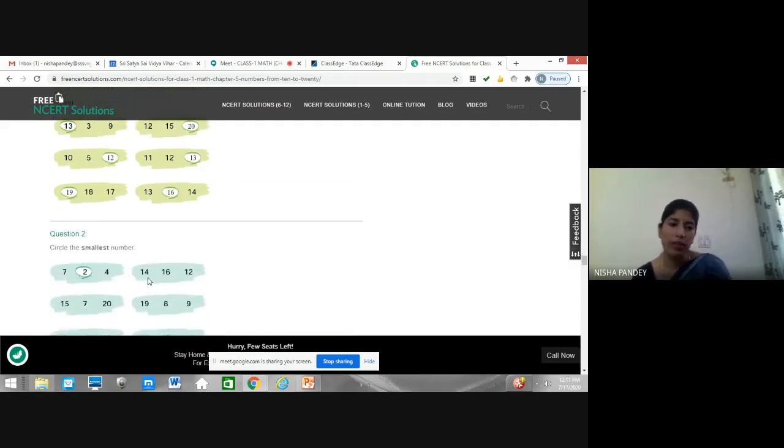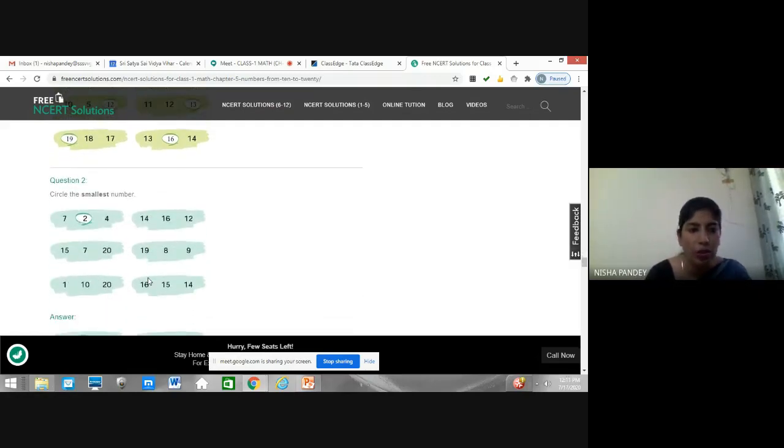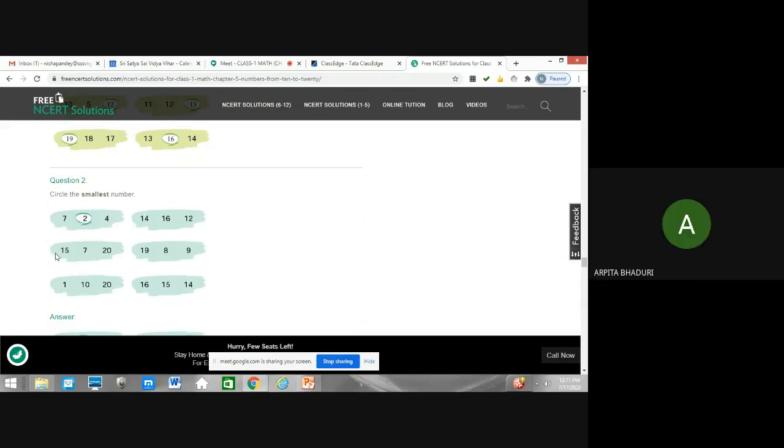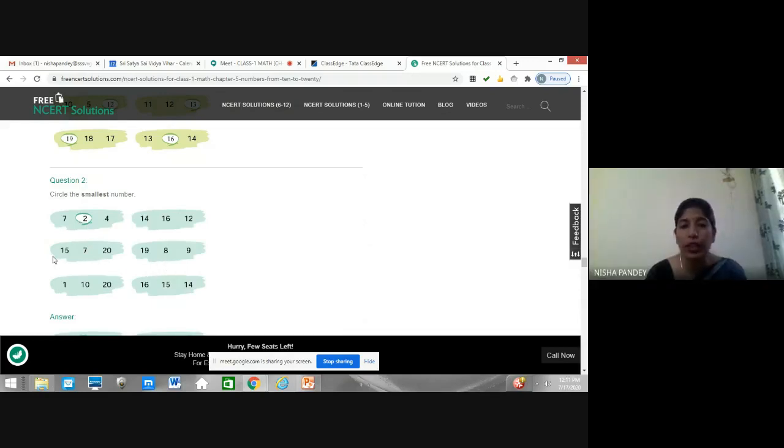Similarly, we have the smallest one, children. So we'll finish this also. Smallest means सबसे छोटा, right? We have to find the smallest number. Let's see: 7, 2, 4. You can see here 2 is the smallest one. In counting, it is 1 to 20, so you can see which comes first. सबसे पहले कौन सा आ रहा है उस सेट में? वही सबसे छोटा होगा, ठीक है?